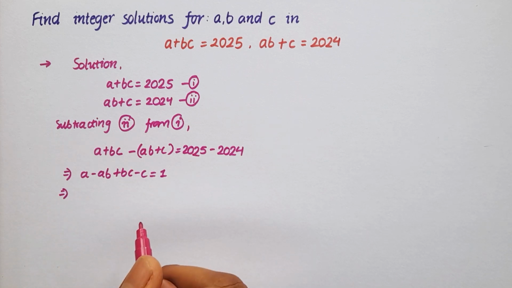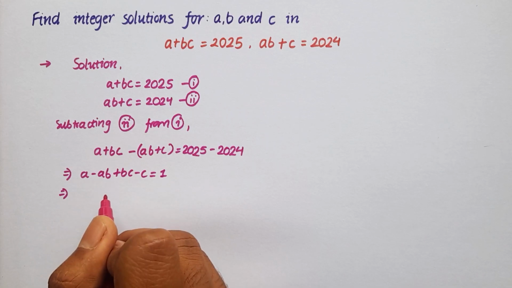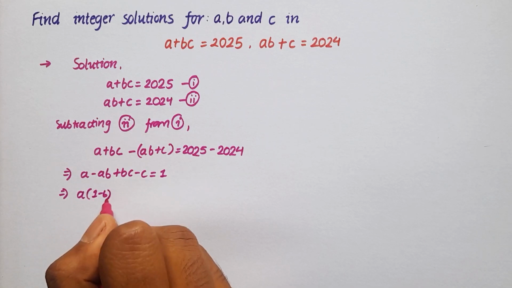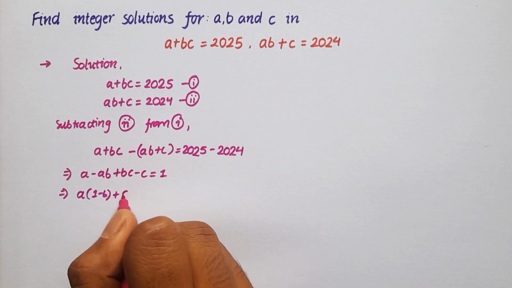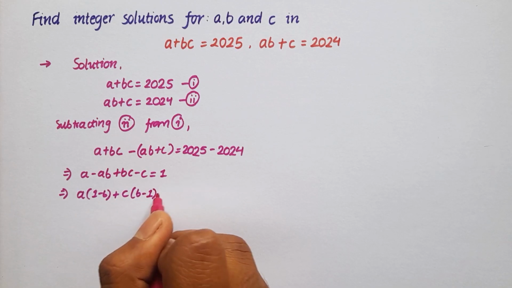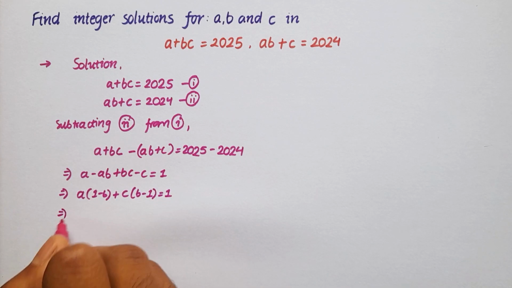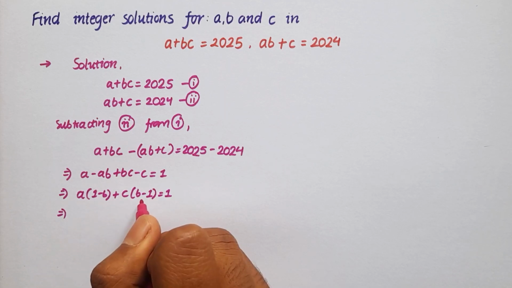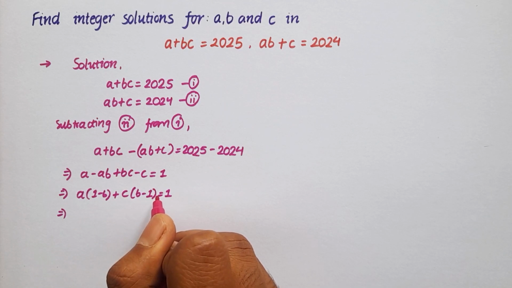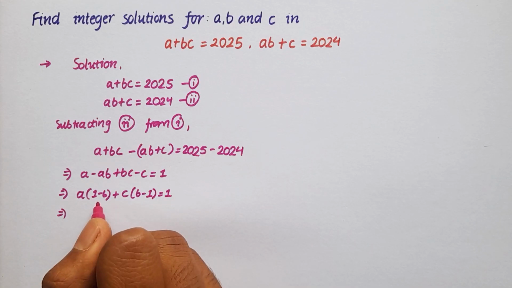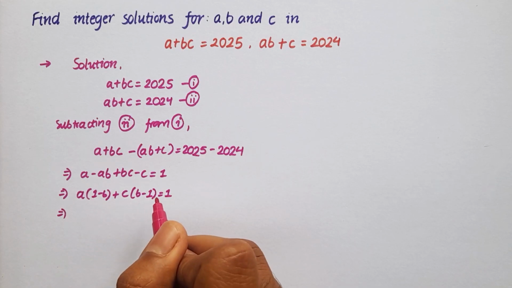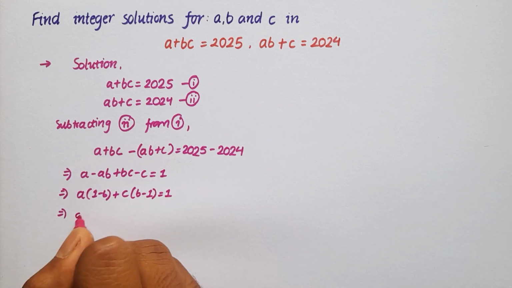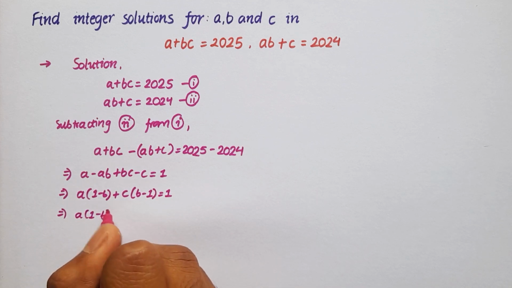Now what we can do is take a common from these two terms. So this gives me a(1 minus b), and I can take c common here, which gives me c(b minus 1) is equal to 1. Again, now I see in the bracket I have 1 minus b here and b minus 1. I could take 1 minus b as the common term if there was 1 minus b and not b minus 1. So what I can do is take negative common.